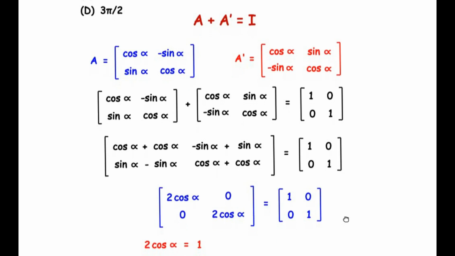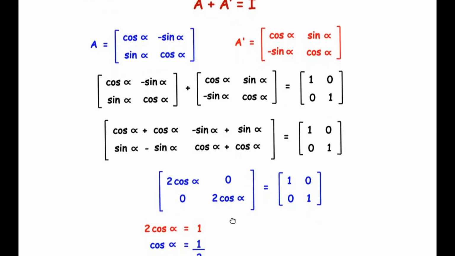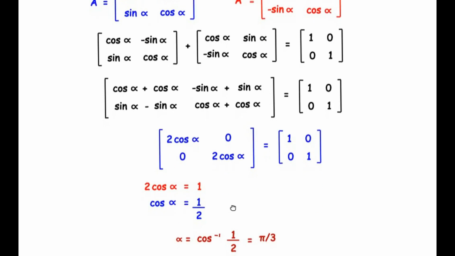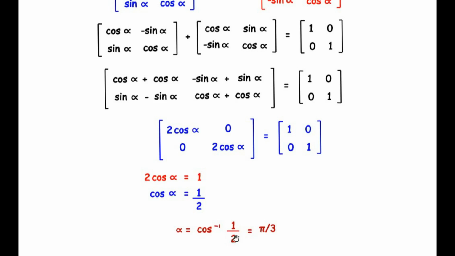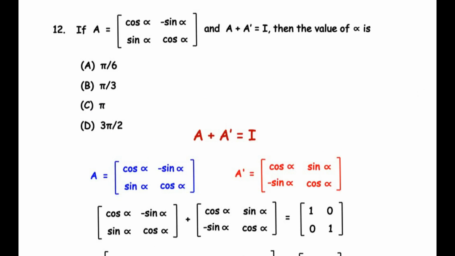So here we have written 2 cos alpha is equal to 1, or taking 2 on the other side we get cos alpha is equal to 1 over 2. Now let us take cos on the other side, so we get alpha is equal to cos inverse of 1 over 2. Now this is an inverse trigonometric ratio, that is cos inverse of 1 over 2 is going to be pi over 3, or in degrees it is going to be 60 degrees. So here the value of alpha is pi over 3. So let us see if it is in the options above. So it is option B, that is pi over 3.